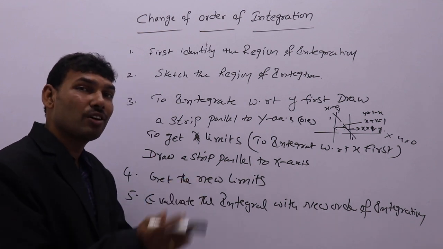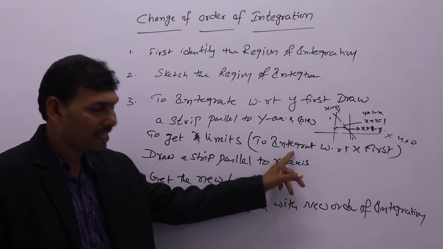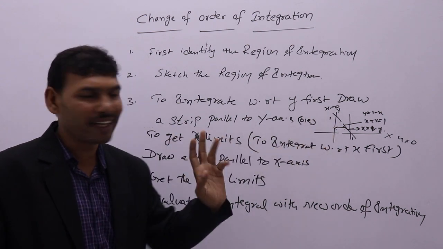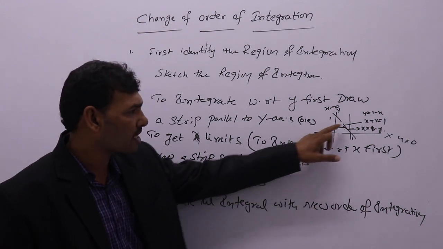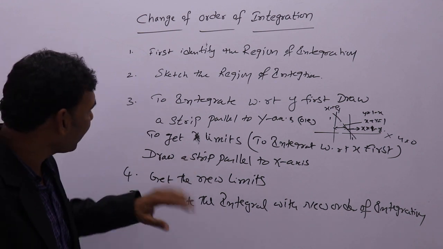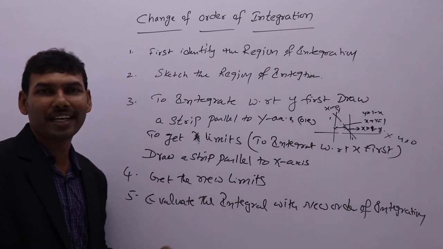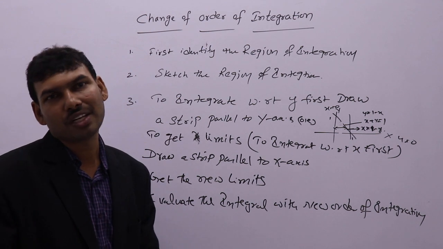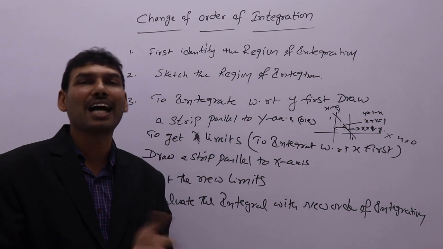After changing, first you need to integrate with respect to x. To integrate first with respect to x, after drawing the figure, in the intersecting region, draw a strip parallel to the x-axis. That strip gives you the limits. Clear? After finding the new limits, write them. Now evaluate the given integral with the new order. So this helps you to evaluate the integral by changing the order of integration.